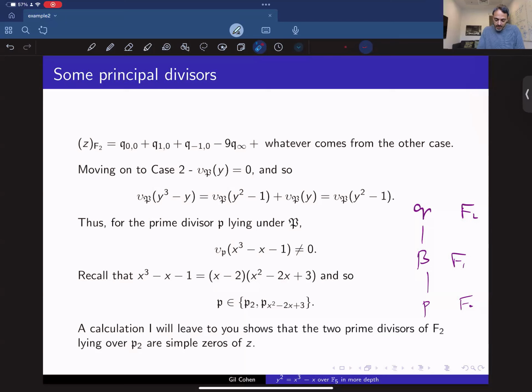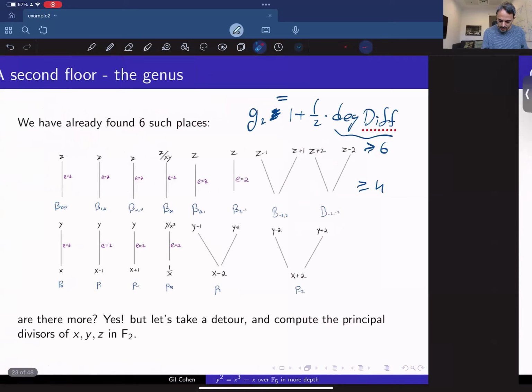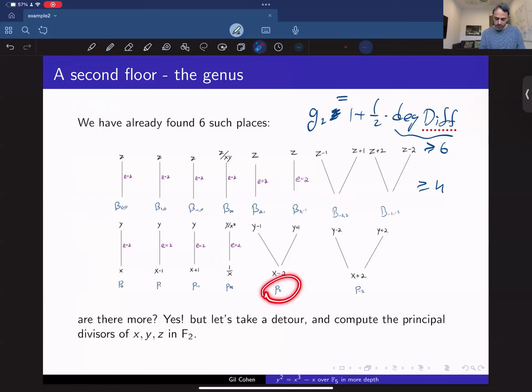Good. And actually, we already showed that there are 2 prime divisors. I said I will leave you to show, but actually, I already did that. There are 2 prime divisors of F2 that lie over P2. Let me show you the picture that we had. Right, so this is P2. And these are the 2 prime divisors. I mean, these are the local parameters of them, but these points are the 2 prime divisors that sit above P2.